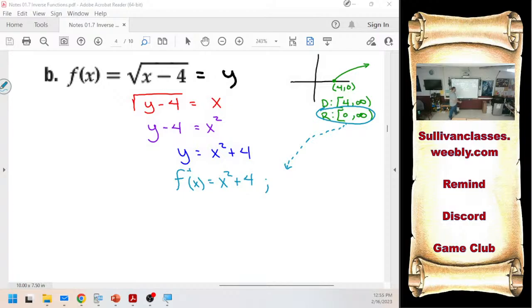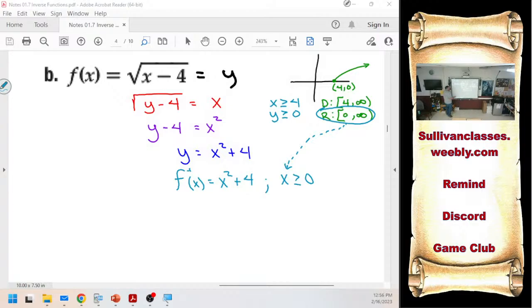In this case, my x's were greater than or equal to 4 and my y's were greater than or equal to 0. That means they're going to swap for my inverse. X has to be greater than or equal to 0. I swap domain and range. So sometimes you're able to look at your inverse function and you can tell what the domain is pretty easy from it. But you better go back and check. Is that actually the domain?